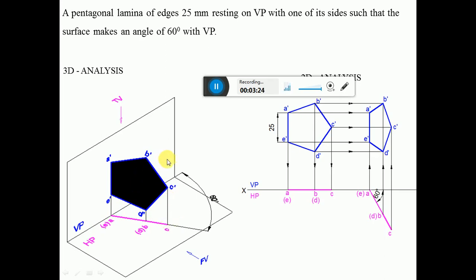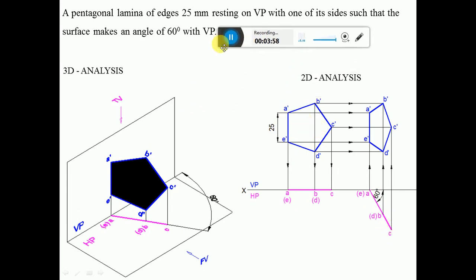So this is the second position, wherein you can see the 3D analysis, how the object will look when you look from the front view. This will be the projected surface. But when you look from the top view, one of its sides is still on VP, which is AE. So you can see AE is on VP, so it is on the XY line. The surface inclination with respect to VP is 60 degrees. Since the surface is perpendicular to HP, you get a line in the HP. So this is how we can analyze both the 3D and 2D views.